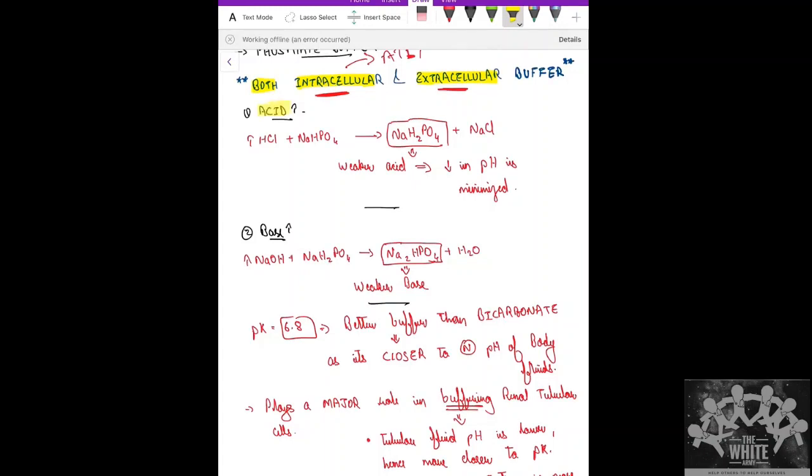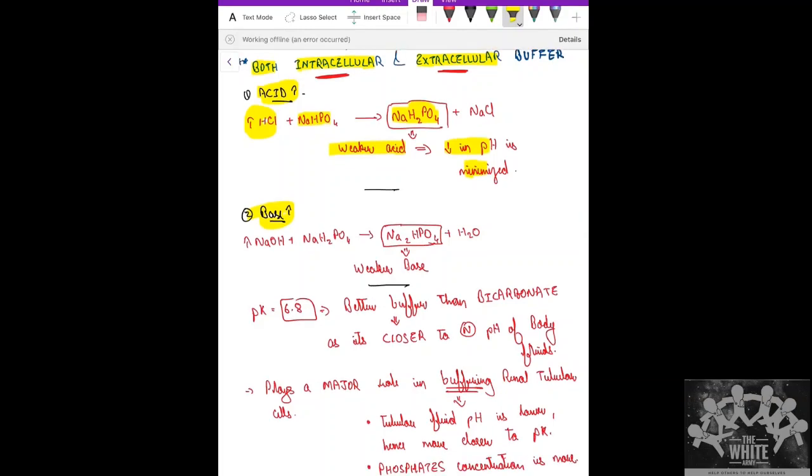If there is acidosis, for example, an increase in HCl, this combines with phosphate buffer to form NaH2PO4. Again, the same concept. Over there it was a weaker base; over here, NaH2PO4 is a weaker acid. So the change in pH will be minimized. This is how phosphate acts in acidemia.